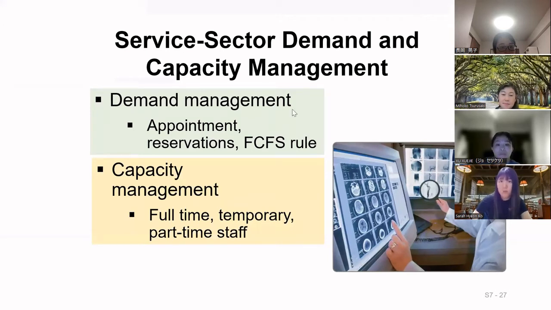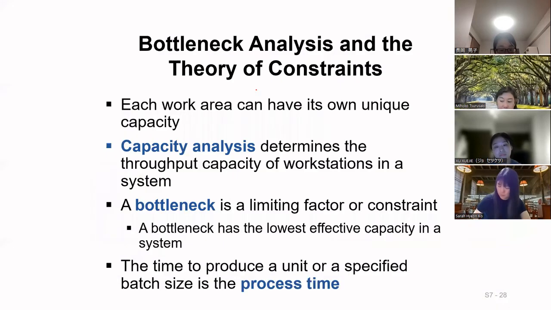So for the service sector, you can have demand management. That means you use an appointment system, reservation, or first come first served. Or they have capacity management in terms of employing full-time, temporary, or part-time staff. So it depends on their demand, or they manipulate the demand. For example, airlines manipulate the demand. They give some people a very cheap price, and some people get an expensive price. That is demand management and capacity management. I'm not going to talk more on this.